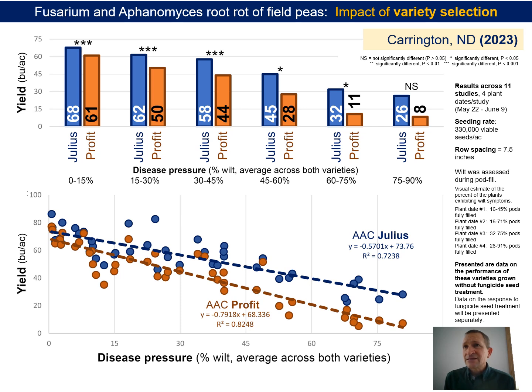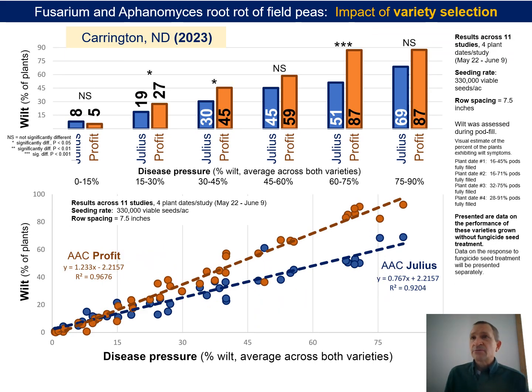And the yield gained at planting Julius versus Prophet got higher and higher as disease pressure got higher. And this is what you would expect with tolerance. As the disease pressure gets higher, the advantage to planting a more tolerant variety gets bigger. Similar, or parallel, results were observed with the wilt symptoms. AAC Prophet developed much more severe wilt than AAC Julius at all levels of disease pressure.